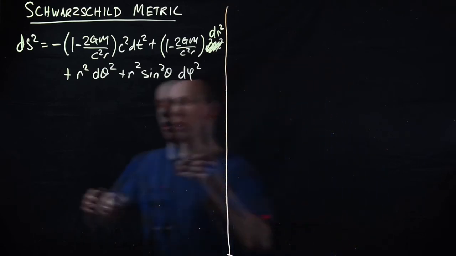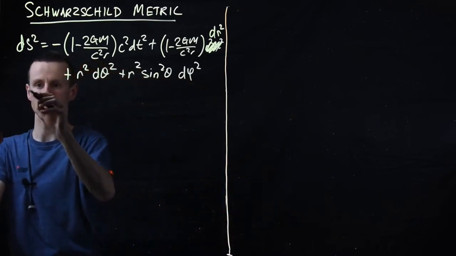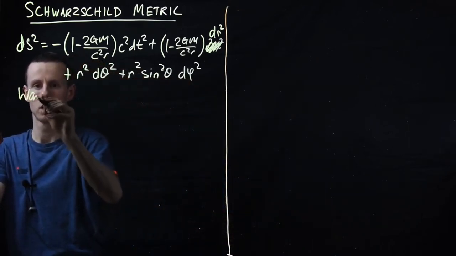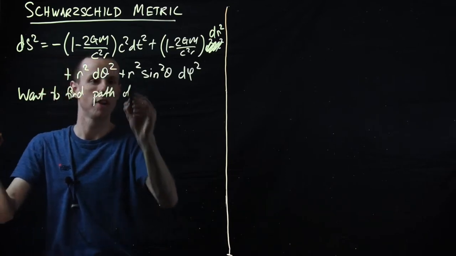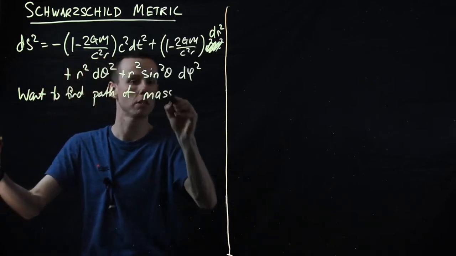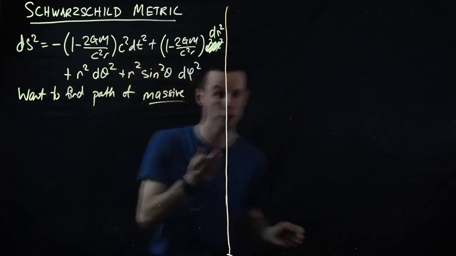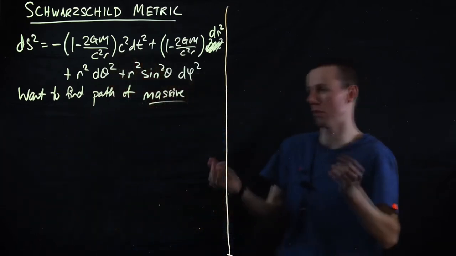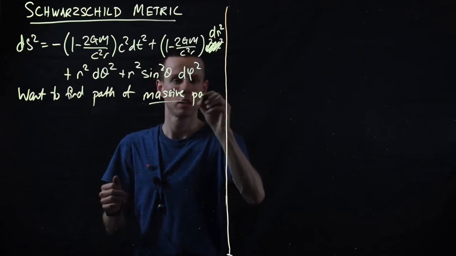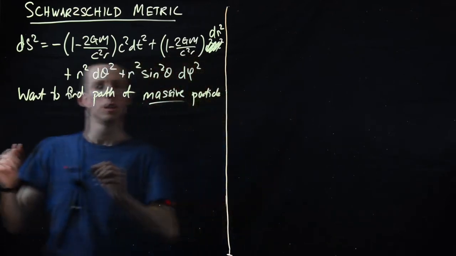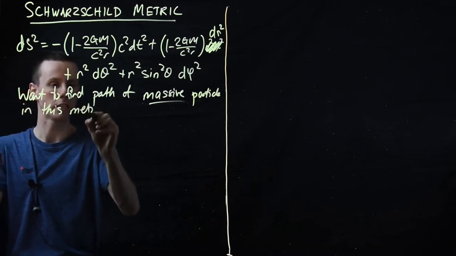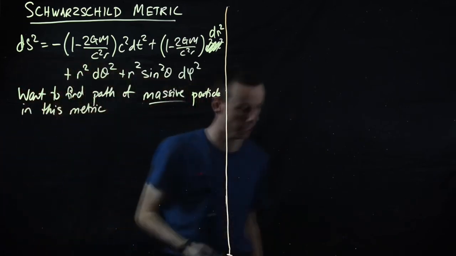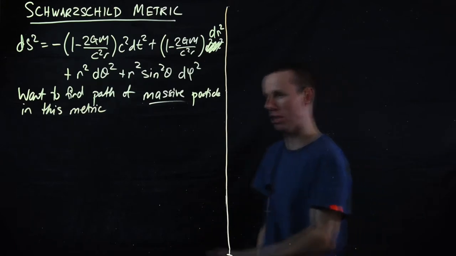So what we want to do here is find the path of a massive particle. It just means a particle with mass itself, like the Earth, in this metric. In other words, in the curved space-time described by this metric, the curved space-time produced by the Sun.